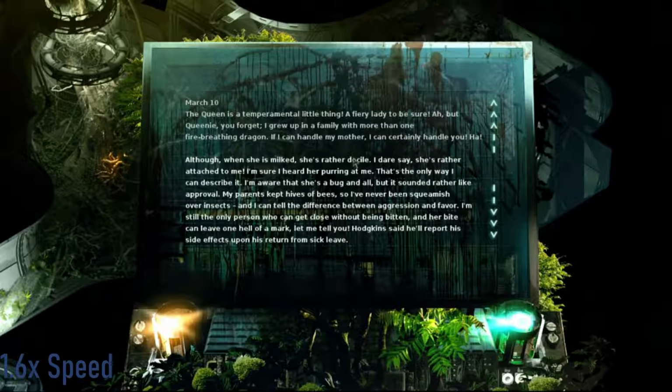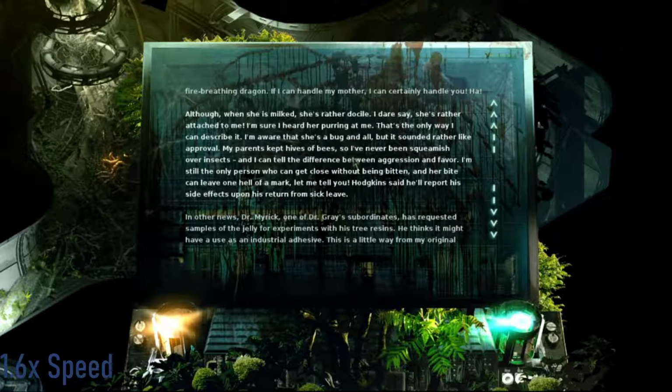March 10. The queen is a temperamental little thing, fiery lady to be sure. But Queenie, you forget, I grew up in a family with more than one fire-breathing dragon. If I can handle my mother, I can certainly handle you. Ha! Although, when she is milked, she's rather docile. I dare say she's rather attached to me. I'm sure I heard her purring at me. What? That is the only way I can describe it. I am aware that she's a bug and all, but it sounded rather like approval.